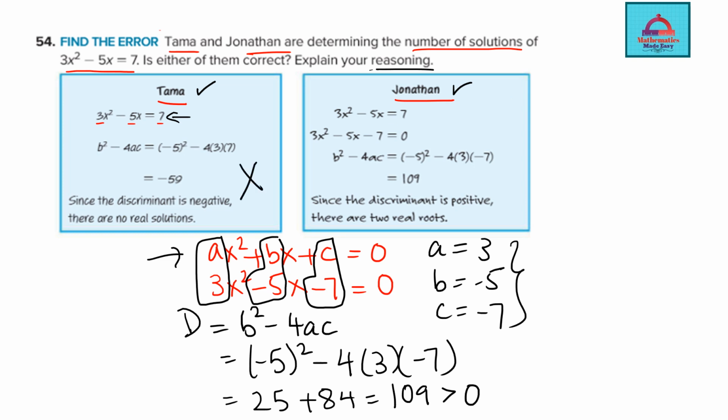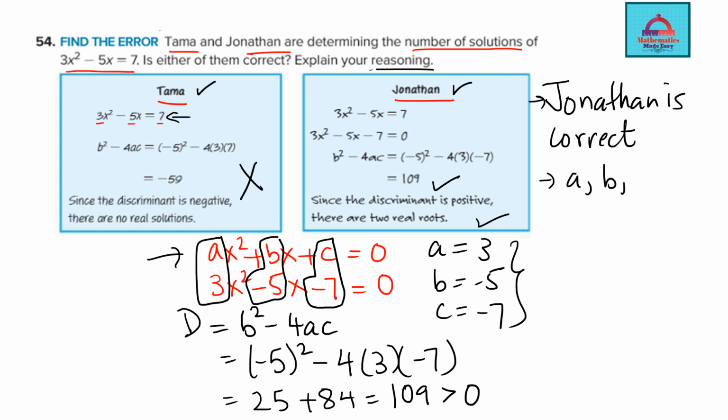So this boy, Tama, is definitely wrong. Let's see what Jonathan has done. Yes, he moved the 7 to the left hand side. He converted to standard form, used the correct value, and 109 is the correct answer which he got. So definitely, who is correct here? Jonathan.